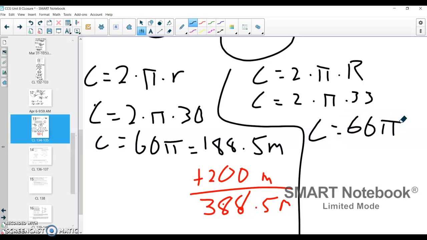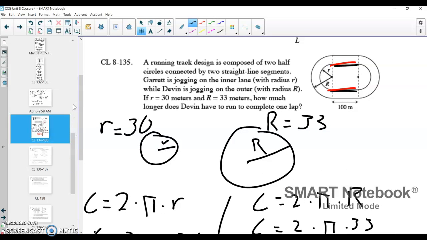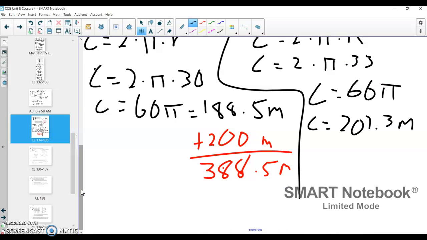Again, I'm going into decimals. 66 pi is approximately 207.3 meters. Then I'm going to add again 200 meters for the straightaways, these red straightaways, and I'll have my answer for the total distance of the outside, so plus 200 meters here.